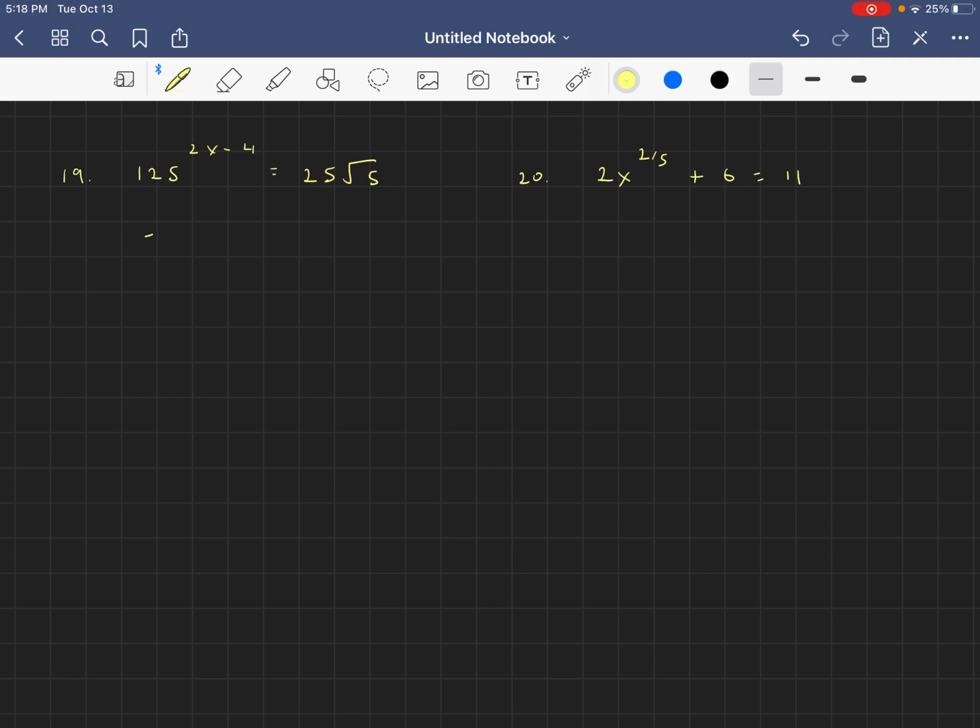125, 25, and 5. These are 5 numbers. 125 is 5 cubed. I still have the other power, and I'm going to write it in a way that I remember to multiply those. 25, and the square root of 5 is 5 to the 1/2 power. I can get rid of my 5s now.